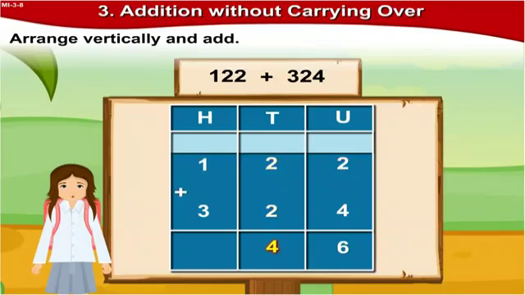2 tens plus 2 tens, 4 tens. 100 plus 300, 400. Which means the answer is 400, 4 tens, 6 units, that is 446.